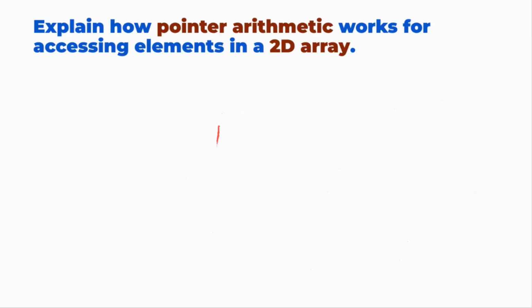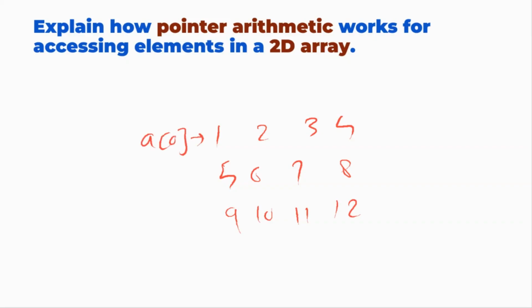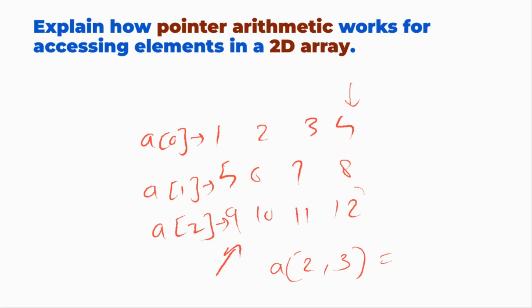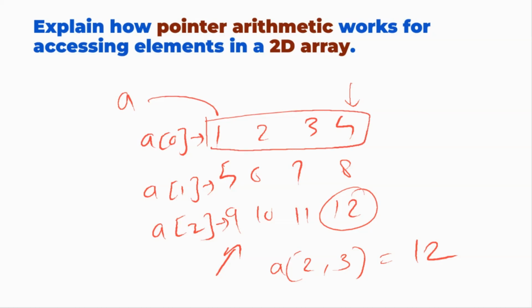So to summarize, if we have array 1, 2, 3, 4, 5, 6, 7, 8, 9, 10, 11, 12 say, then A of 0 is pointing to this location, A of 1 is pointing to this location, A of 2 is pointing to this location, and A of 2 comma 3 should print the value. Second row, third column, it should print the value 12. And A is a pointer which is pointing to the entire block of memory.